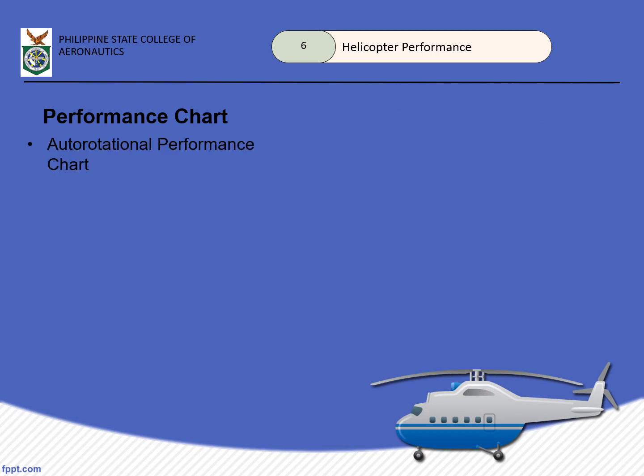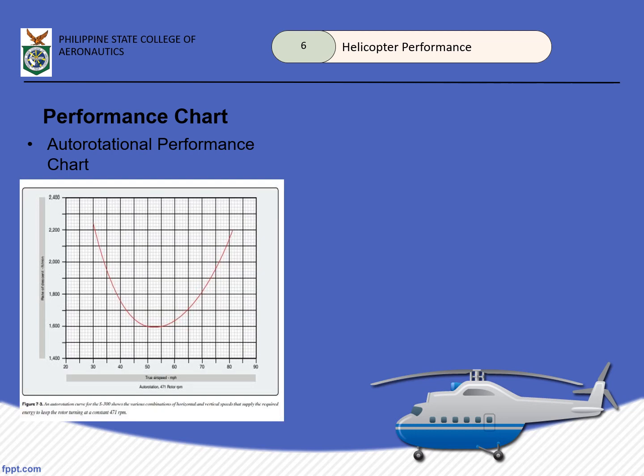So we now have the auto-rotational performance chart as seen in the photo. This shows the various combinations of horizontal and vertical speeds that supply the required energy to keep the rotor turning at a constant RPM.